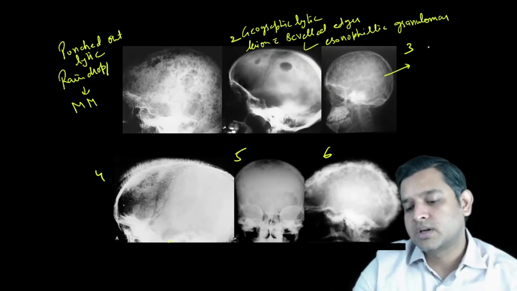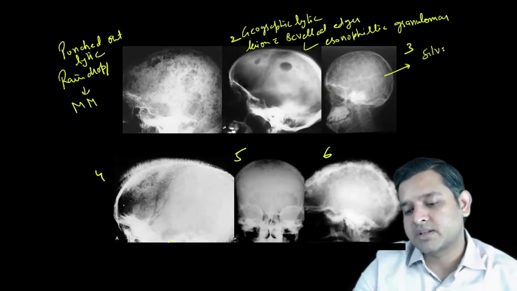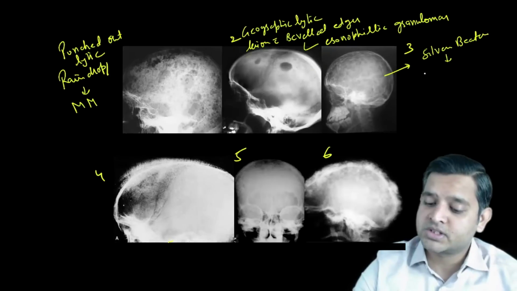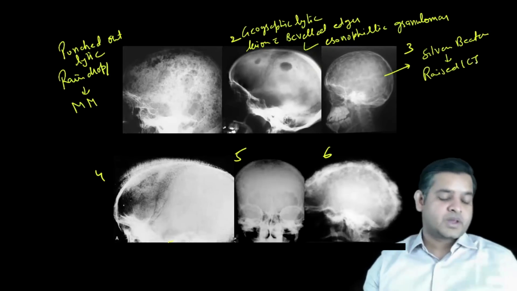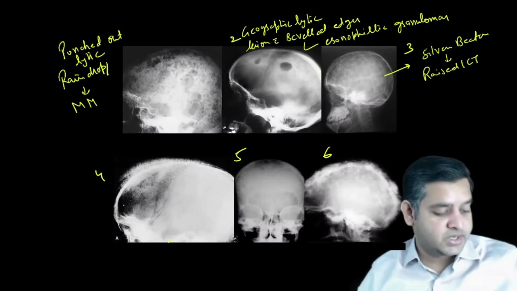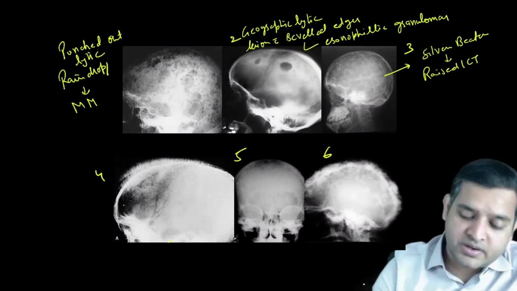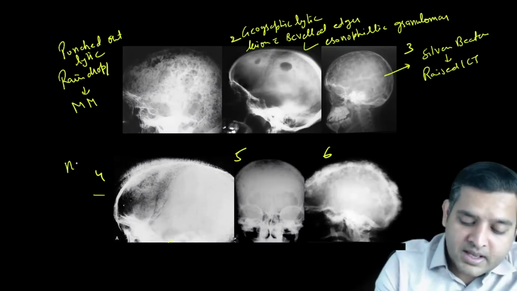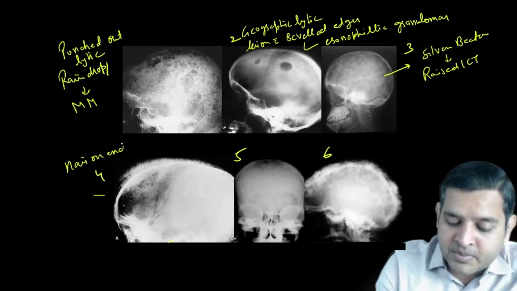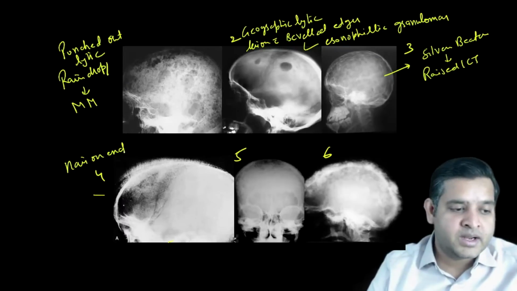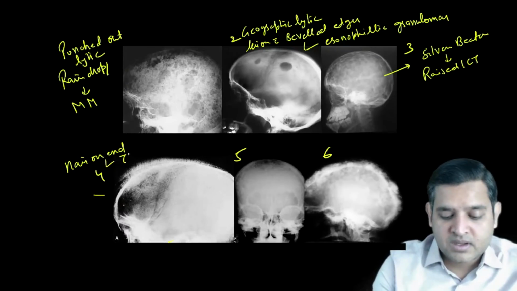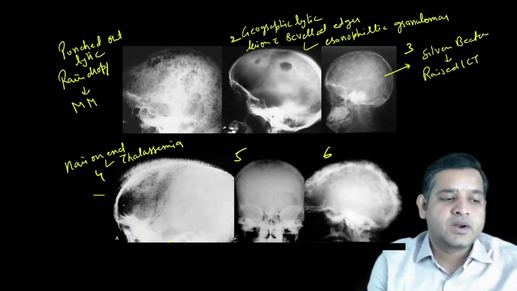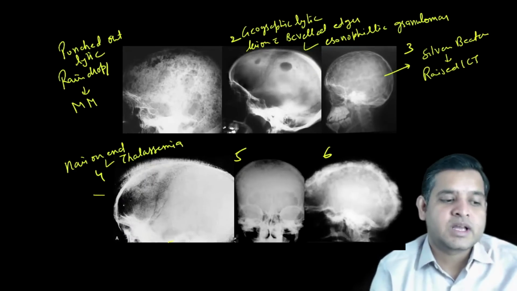Third is silver beaten appearance, which is seen in raised intracranial tension. Whereas 4 is hair on end appearance, which is a feature of thalassemia.